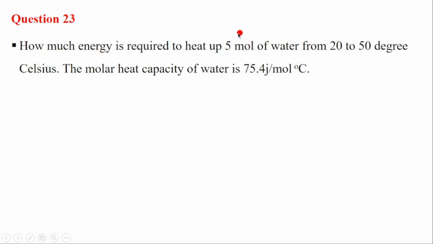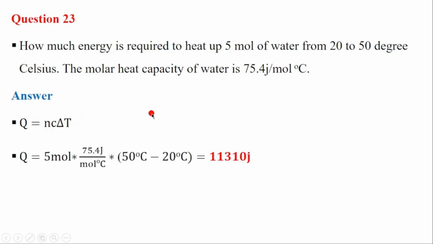The number of mole was given from 20 to 50 degrees Celsius. That means the 50 will be the final temperature and the 20 will be the initial temperature. Here we can calculate the change in temperature. The molar heat capacity of water was given as 75.4 joule per mole degrees Celsius. Here we need to use the formula and replace the values. We know that Q is equal to the number of mole times the molar heat capacity times the change in temperature. So here we have the molar heat capacity of the water, we have the number of mole, and we have the change in temperature. So we need to only replace the value.